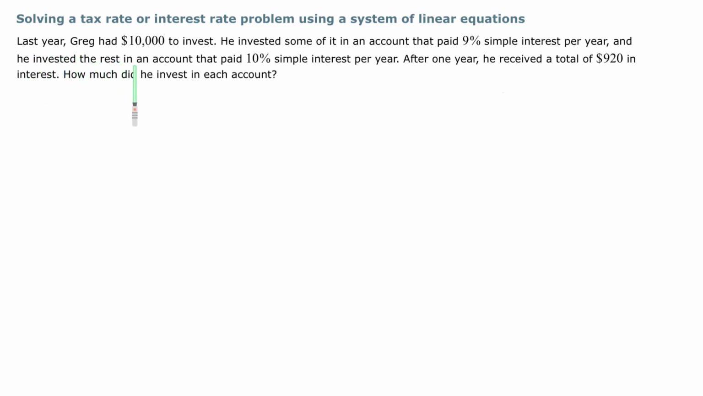Last year, Greg had $10,000 to invest. He invested some of it in an account that paid 9% simple interest per year, and he invested the rest in an account that paid 10% simple interest per year. After 1 year, he received a total of $920 in interest. How much did he invest in each account?